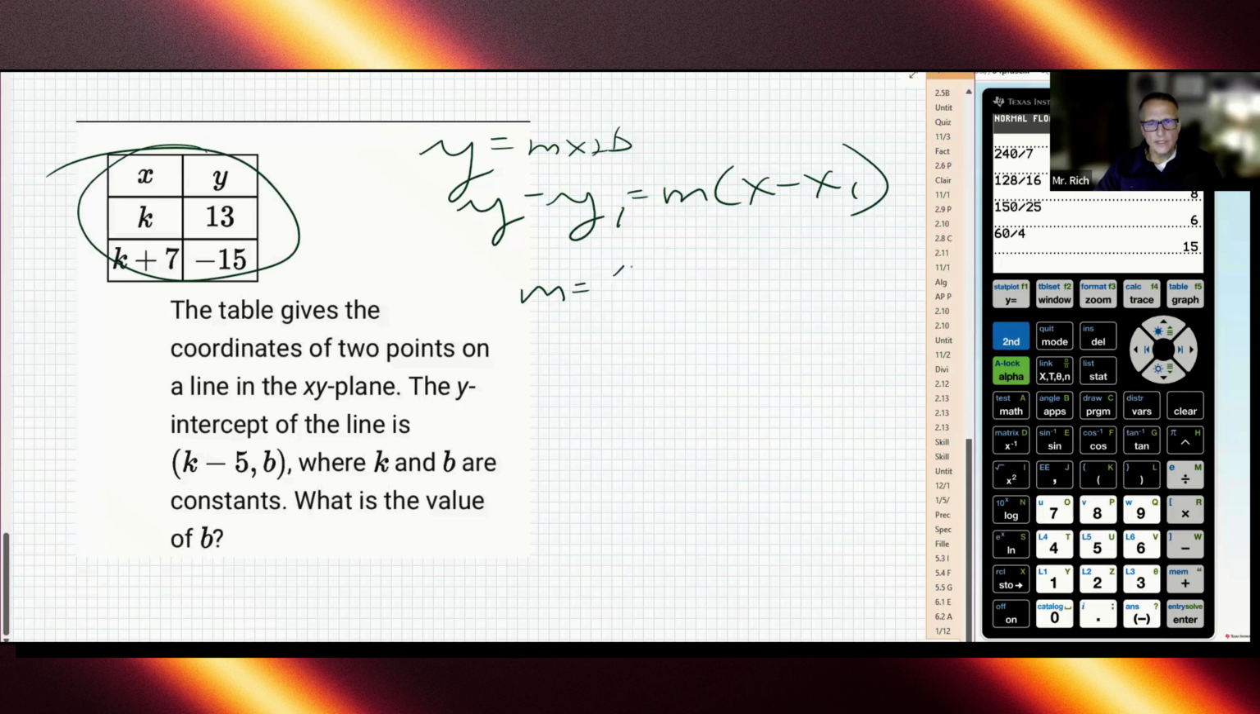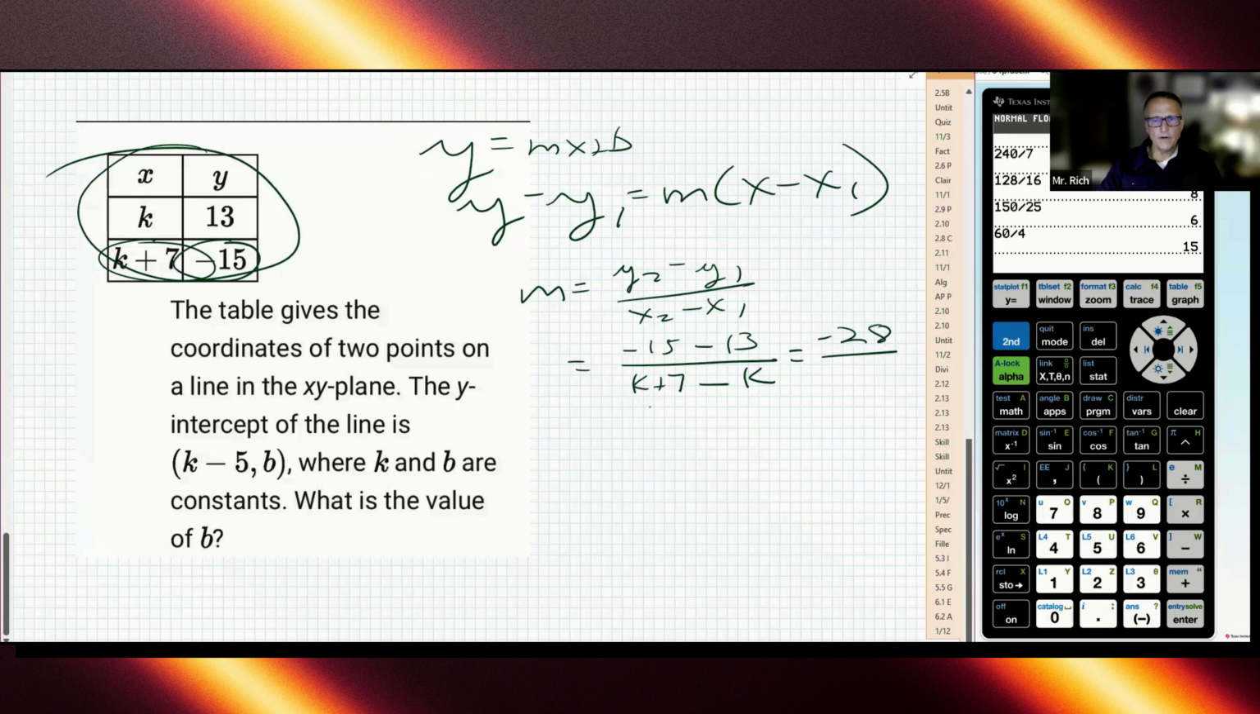Slope of a line, as you know, is y2 minus y1 over x2 minus x1. Well, I'm going to take negative 15 minus 13. That's my y2 minus y1. Then k plus 7 minus k. The top is negative 28. Well, looky here. The k's cancel in this calculation. k plus 7 minus k is 7. So it turns out I do know the slope, and the slope is negative 4.